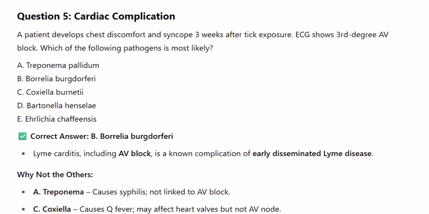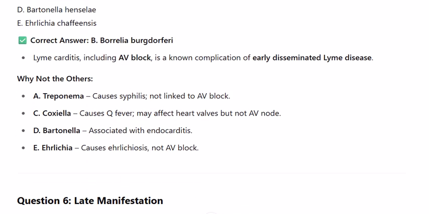Why not the others? A. Treponema causes syphilis, not linked to AV block. C. Coxiella causes Q fever, may affect heart valves, but not the AV node. D. Bartonella, associated with endocarditis. E. Ehrlichia causes ehrlichiosis, not AV block.